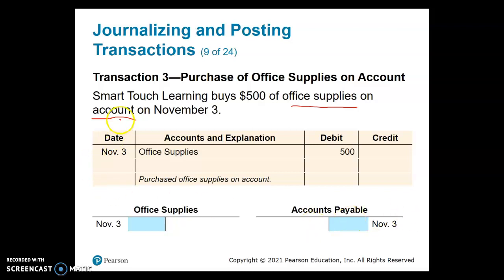And we have on account. That means that we have not paid for it yet. So we have an additional debt that we have to pay, and we're going to call that accounts payable. There it is right there. You've seen accounts payable already in the chapter and in chapter 1. So that will be your credit. You've got a liability going up. That is your credit. Next we will post these to the T accounts. Office supplies, that's an asset going up. Accounts payable, a liability going up, is your credit.